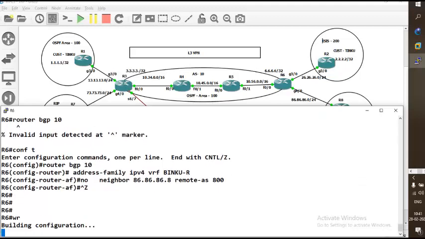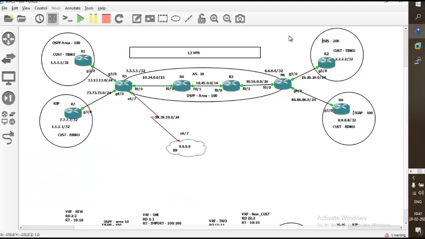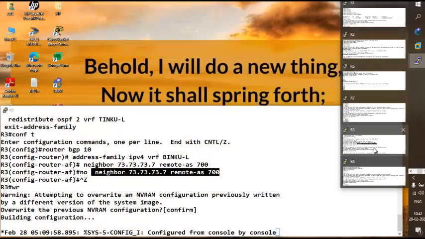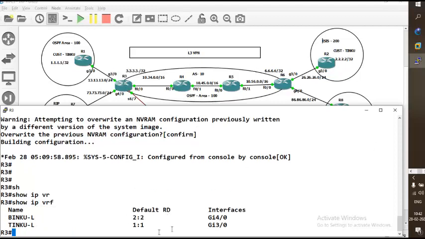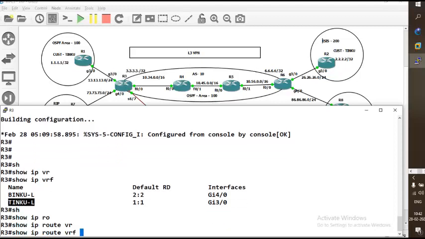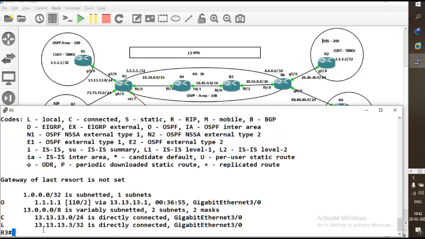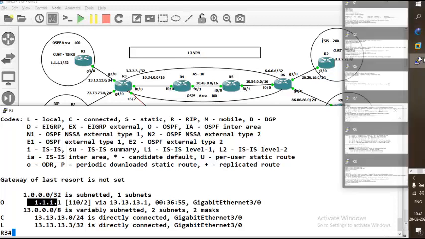Okay, remote. Now we already have OSPF, so on R3 you should be learning the route. On R3, when I type show IP VRF, this is the VRF name. I want to check with Tinku on the left. So I say show IP route VRF. I do have a route from R1, but I don't have a route from R2. The reason is the protocol on R2 is different. We are going to have ISIS.